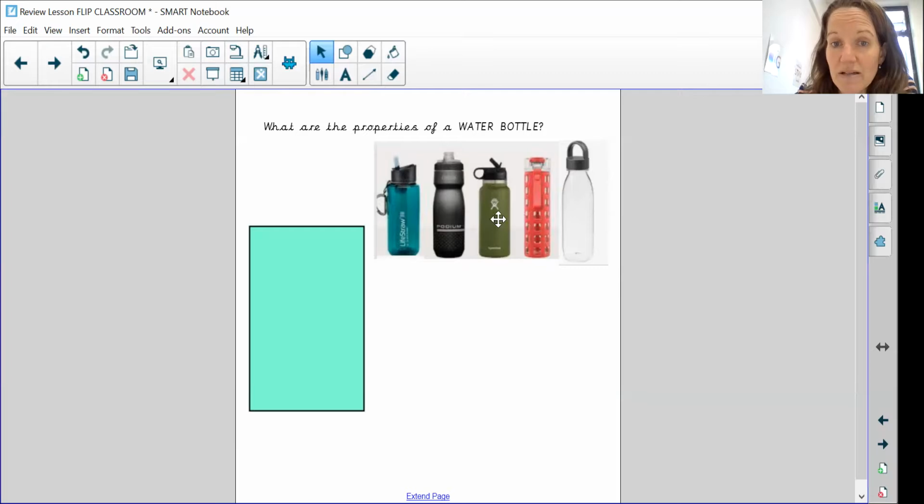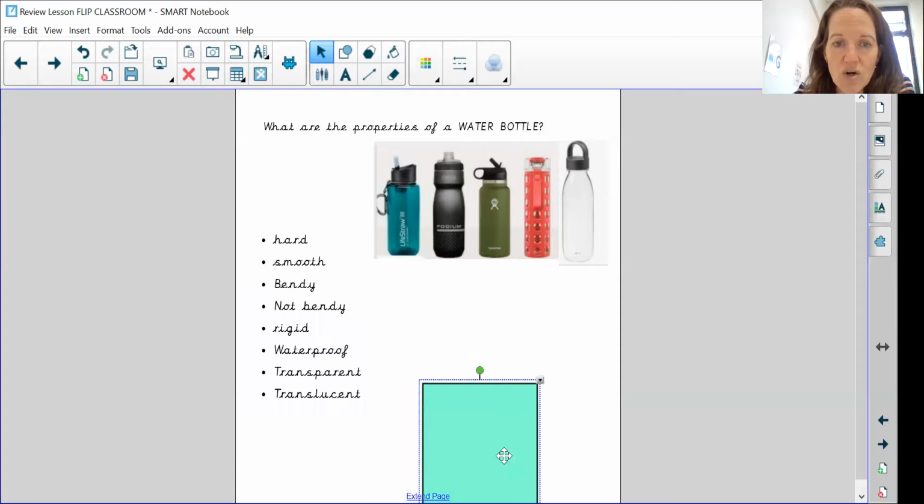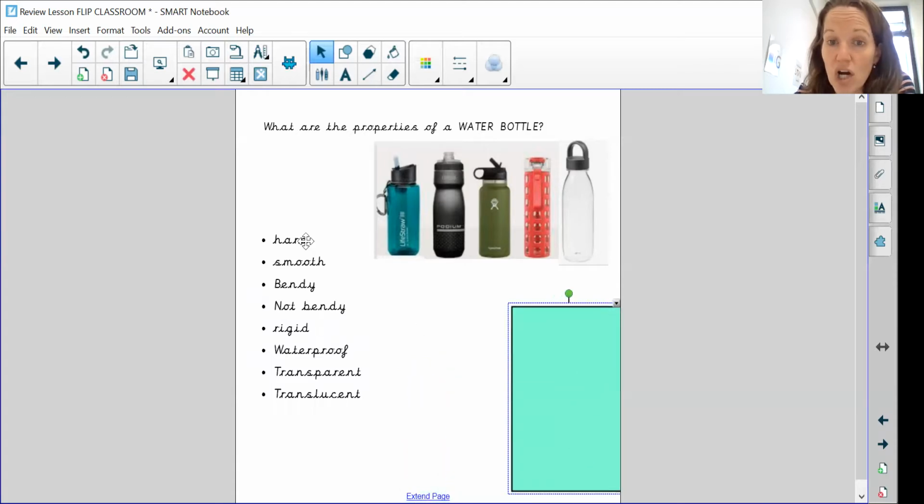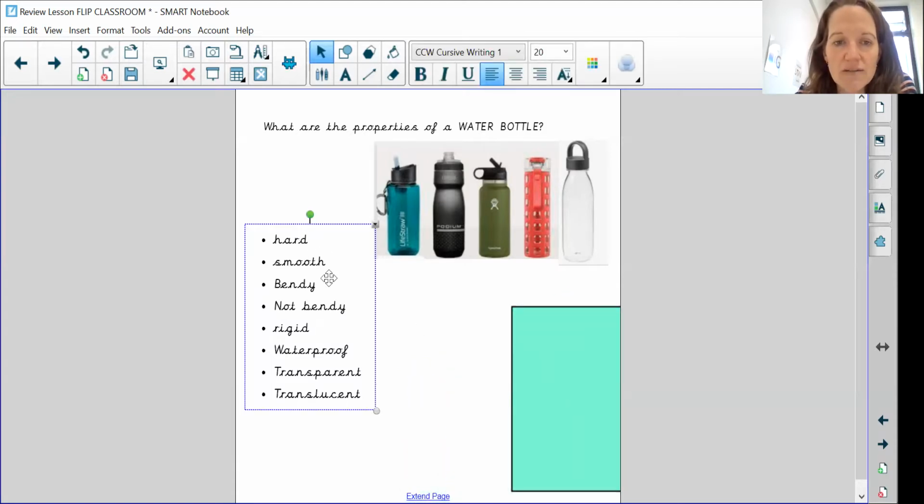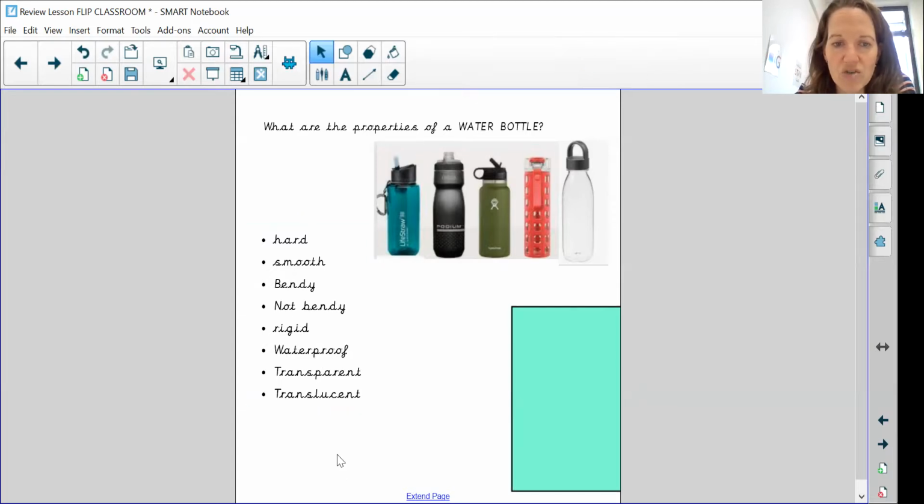Now, if I look at this one, this one is made of plastic, but it's not transparent. I'd say it's translucent because you can see the straw through, but you can't see all the way through. Now, this green one is opaque. It is as well hard and rigid, but it is not made of plastic. It is made of metal. So here are some materials. We've got some properties: hard, smooth, bendy, not bendy, rigid, waterproof, transparent, and translucent.